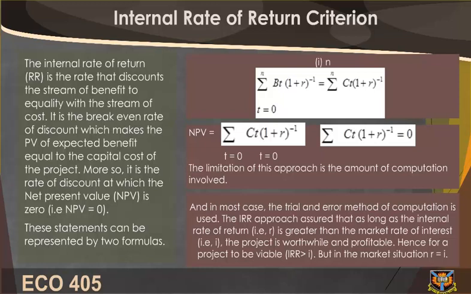The limitation of this approach is the amount of computation involved. In most cases, the trial and error method of computation is used. The IRR approach assures that as long as the internal rate of return, that is R, is greater than the market rate of return, that is I, the project is worthwhile and profitable. Hence, for a project to be viable, IRR must be greater than I. But in the market situation, R is equal to I.